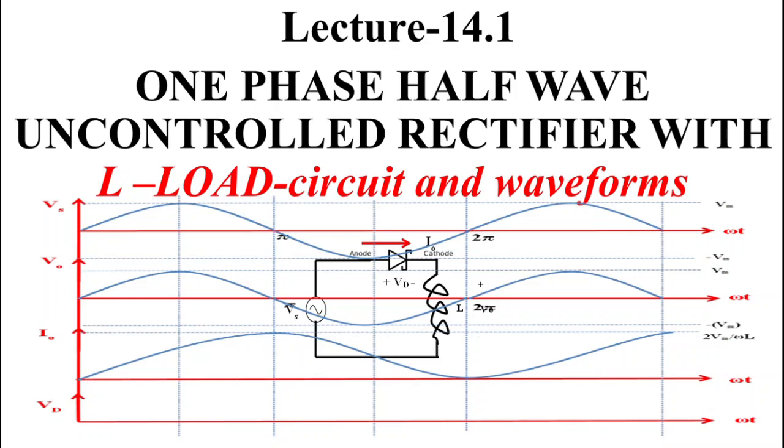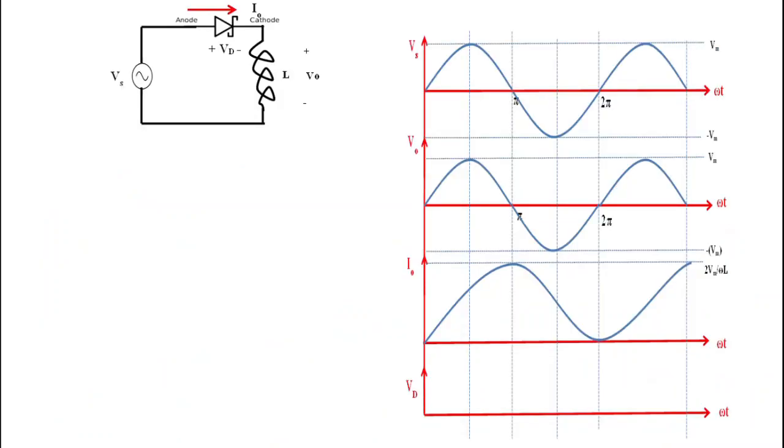This is the first part of lecture 14, and in this lecture we will study circuit operation and waveforms for a single phase half wave uncontrolled rectifier with L load. First we start with circuit operation. So this is the circuit diagram of the rectifier.